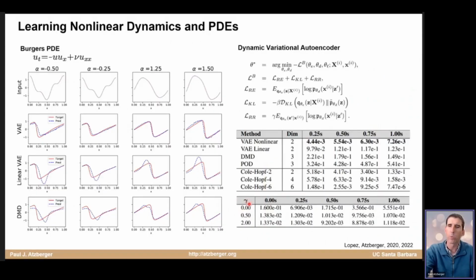You can also try it with and without the reconstruction regularization, and you really see the difference in accuracy under that multi-step prediction. So we've only trained on the time scale 0.25, and here I'm showing you what the 4 composed steps accuracy is. With the regularization, you get quite a dramatic difference relative to without the reconstruction regularization.